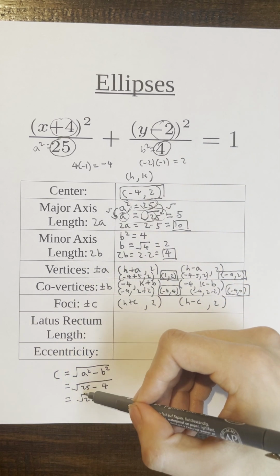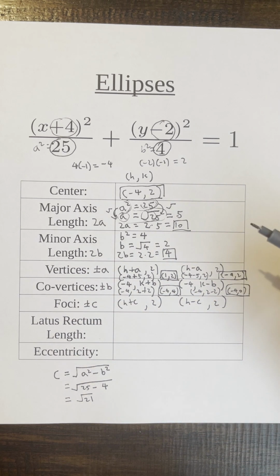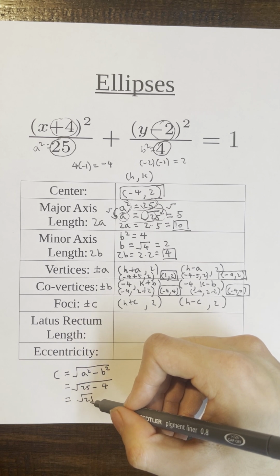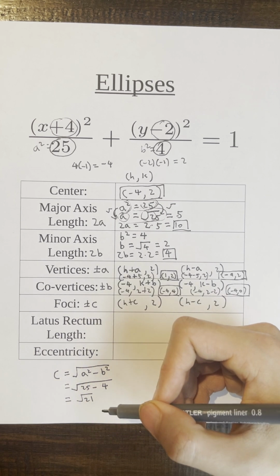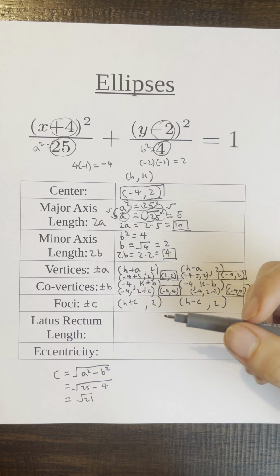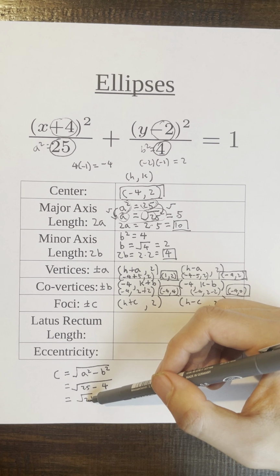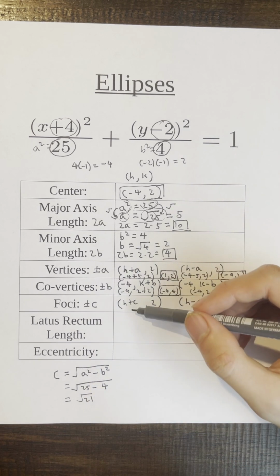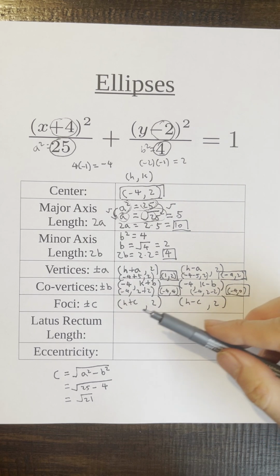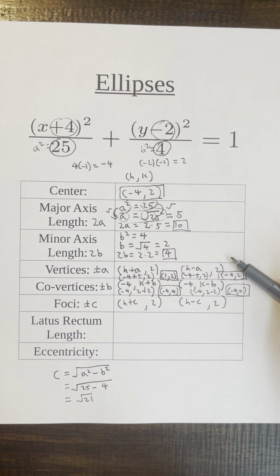Okay, and can we simplify this radical? No, we cannot, because the only perfect square that evenly goes into 21 is 1. Okay, so C is the square root of 21, so we can go ahead and plug that into here. So I'll give you a second to pause the video and do that. Change H to what it's equal to and change C to root 21. Do it with both points.